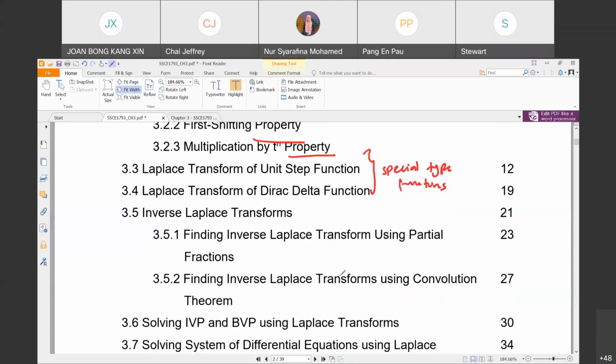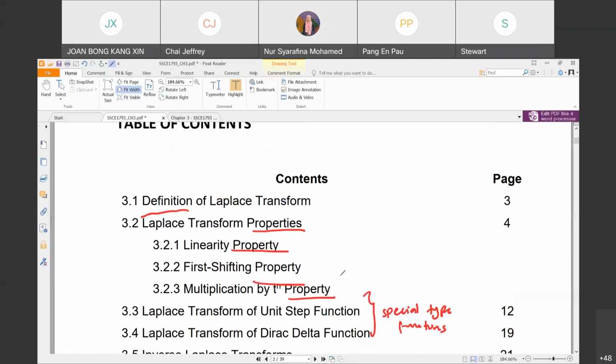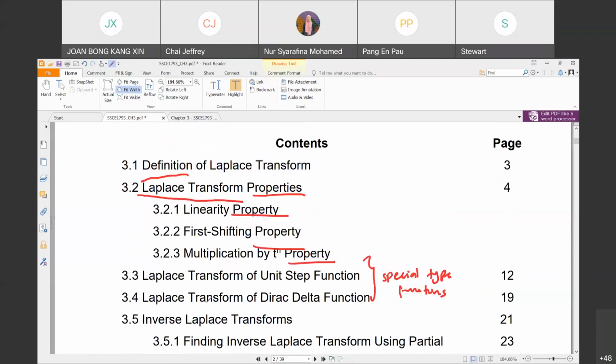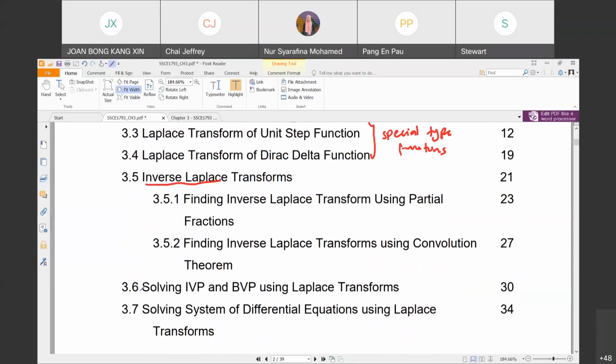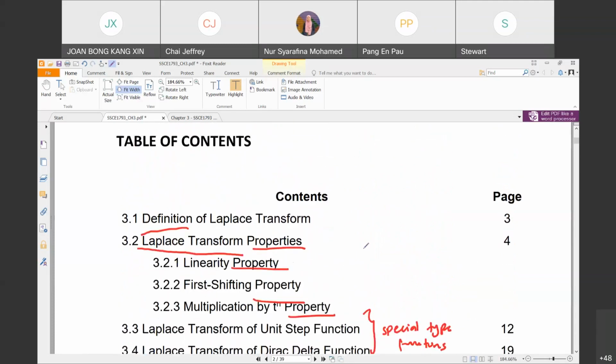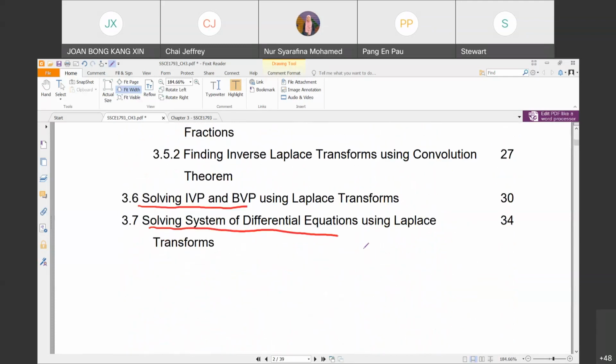Okay, once you know how to transform and inverse Laplace transform, only then can you solve the IVP and BVP problems. You can solve the differential equation by using Laplace. So this is the idea. All right, let's start. Okay, shall we start?